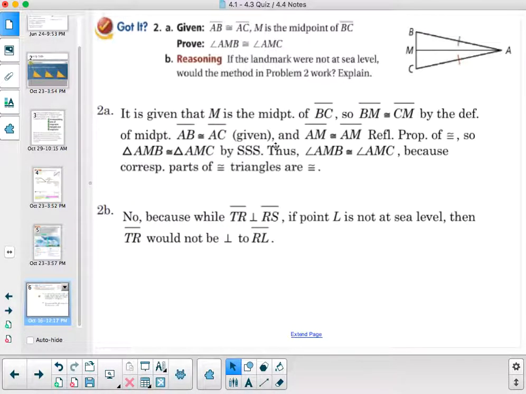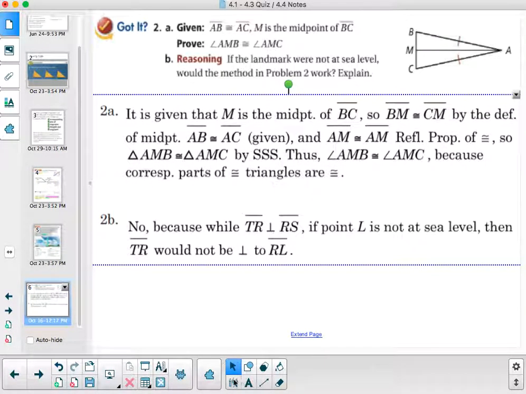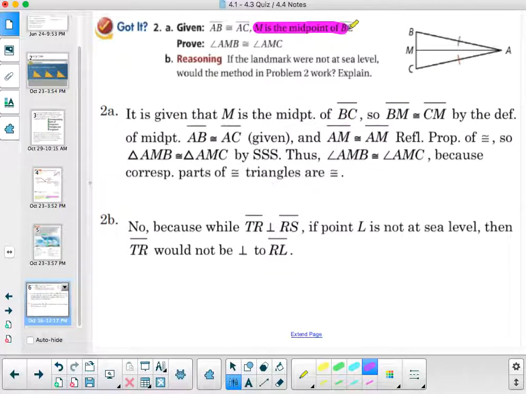Here are your answers. So things I am looking for in your responses to today's got it question. I'll highlight them for you here. I should be seeing you bring up the fact that because I have a midpoint, okay, the definition of the midpoint's a good idea to use. We know that BM is congruent to CM, okay? So you'd be able to add in these little double congruencies here.